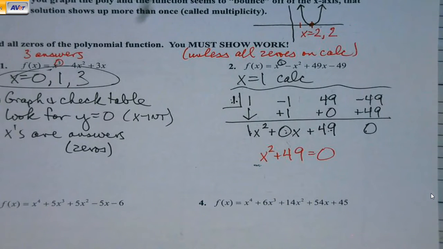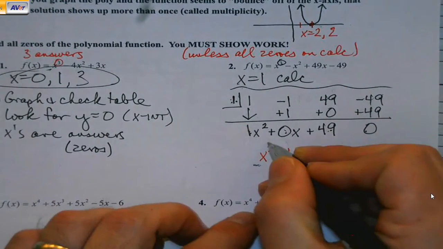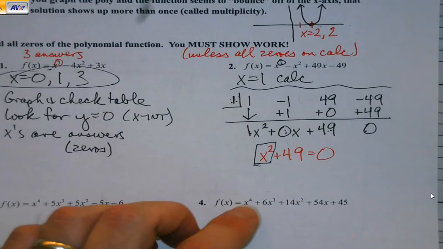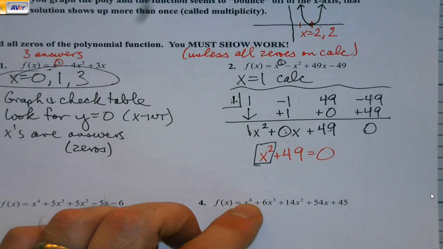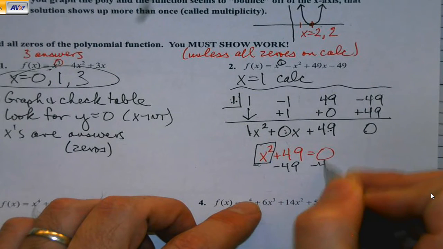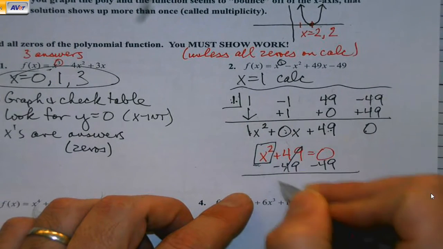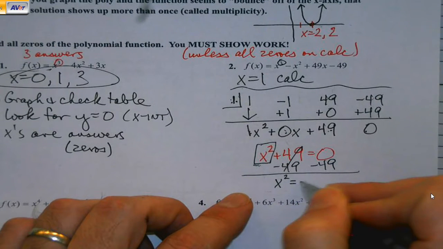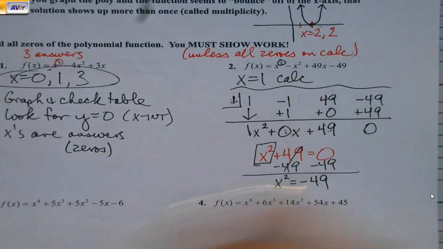I could plug it into the quadratic formula, but I think the easiest way is just to solve it like an equation. So if I'm going to do that, I want to get x squared alone. Okay, well, how do I do that? I get the plus 49 out of there. I minus 49. And now comes the moment of truth.